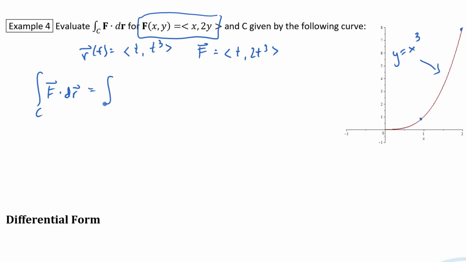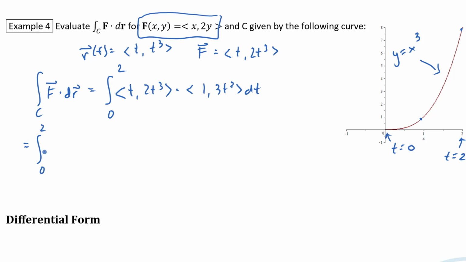All right, so this will be the integral. Let's see, we have F, so t and 2t cubed, dot product with r prime, which would be 1, 3t squared, dt. And if we want to travel the full path, t here would be 0, t equals 0, and since x is equal to t, it'll end up at t equals 2, so 0 to 2. Let's see, what do we get there? We get t plus 6t to the 5th dt. And I'll let you evaluate that integral. It's pretty straightforward. You get 66.